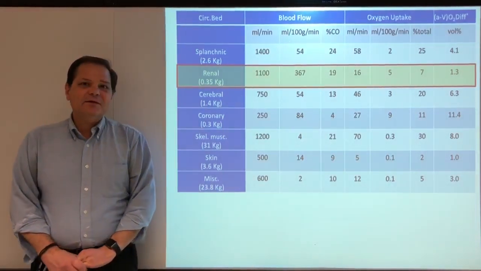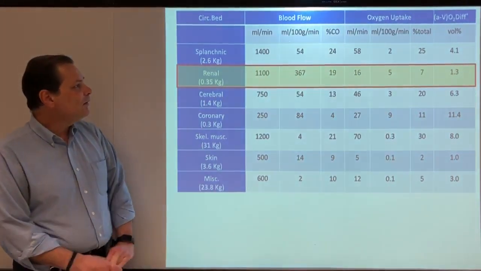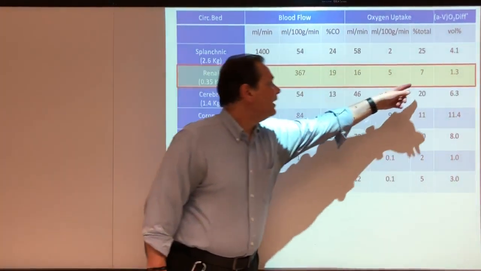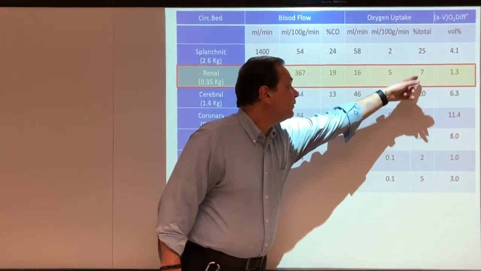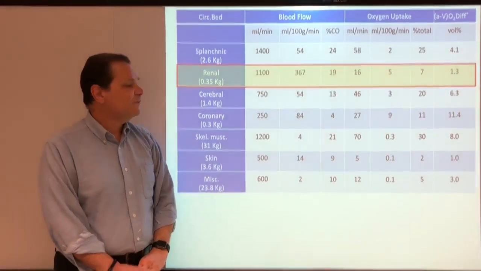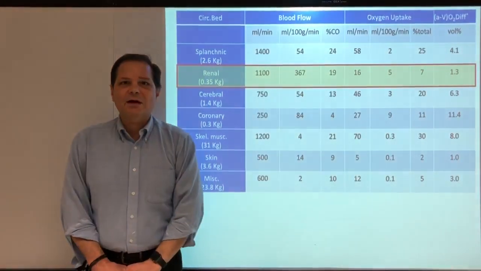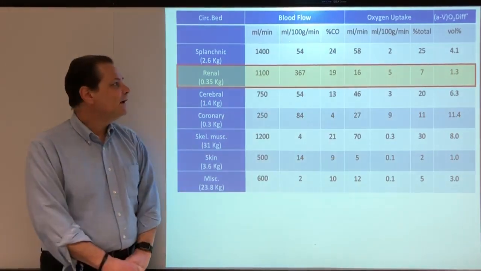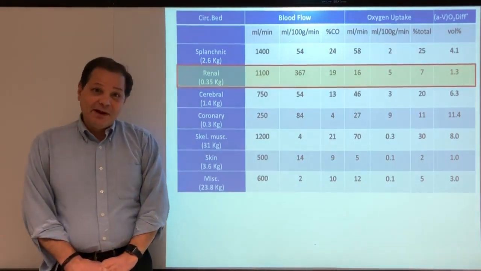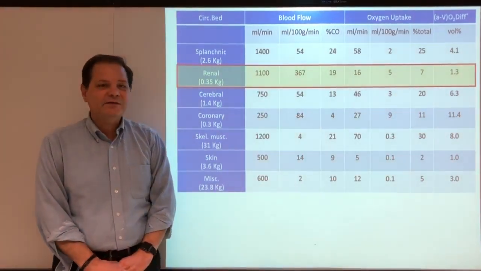So the kidney is one of our overperfused organs. You will recall, if you look at the oxygen uptake, the percentage of the total for the body that the kidneys are responsible for taking up and utilizing, they use about 7% of the total oxygen that you breathe in, okay? And that is a measure of their metabolism. So they have a relatively high rate of metabolism given their mass.